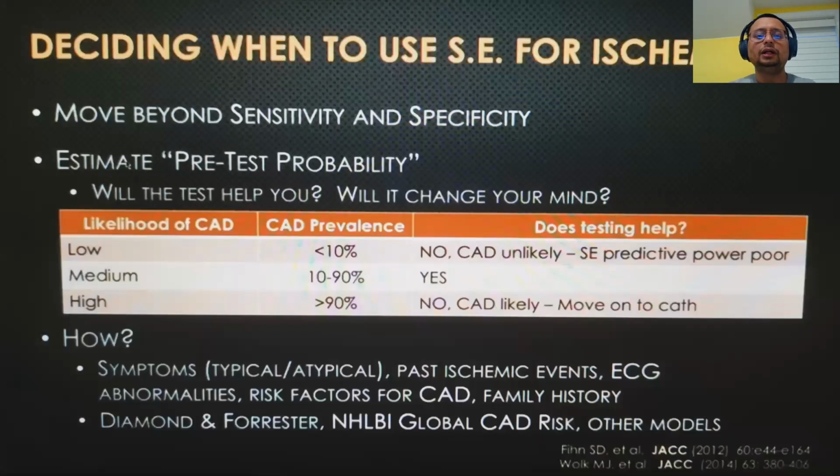All right. So we sometimes need to move beyond sensitivity and specificity. We need to decide a priori what is the patient's risk of developing ischemia or having coronary artery disease. A patient with low risk of coronary artery disease, you don't need to do any testing, because a test, even if positive, might be a false positive. Those that have very high likelihood of coronary artery disease, you might skip and go straight to coronary angiogram. The best use for stress echo is someone with medium risk of coronary artery disease.